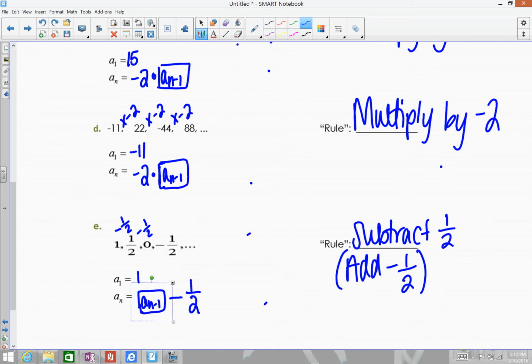So there's the recursive. So that's looking at it one way. So we've looked at, here's your formula, come up with the sequence. Here's your sequence, come up with the formula. Now let's kind of compare the two. So let's go to the next page.